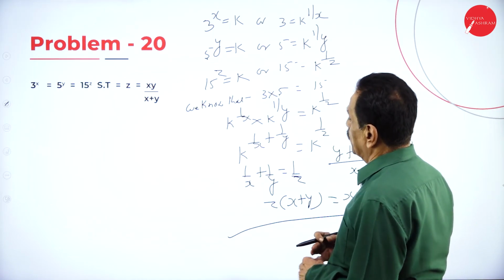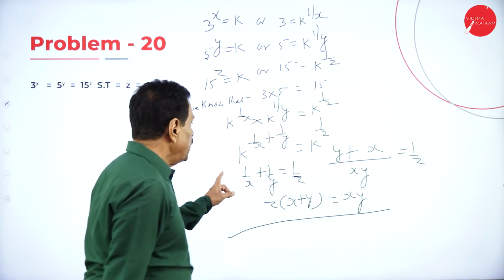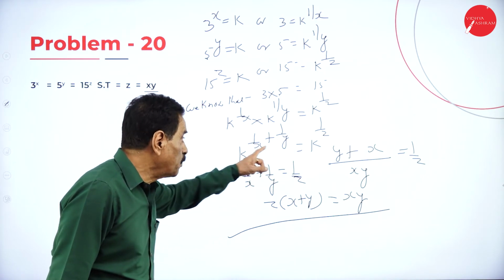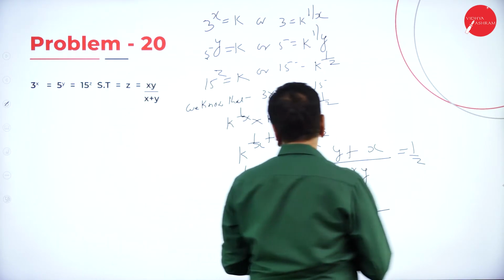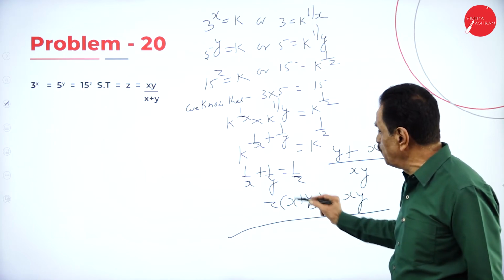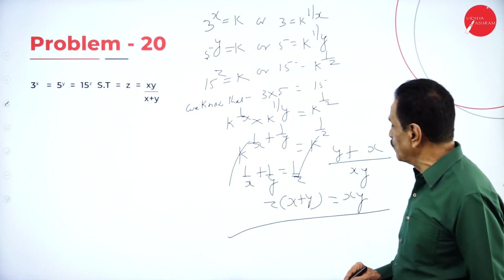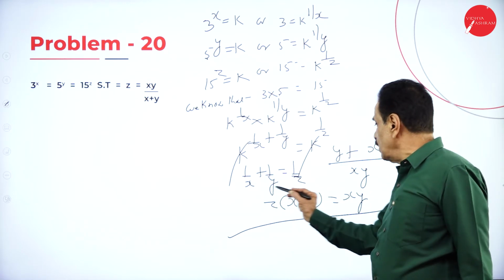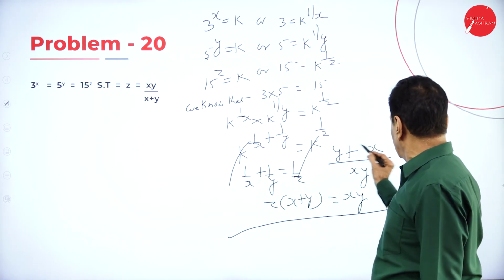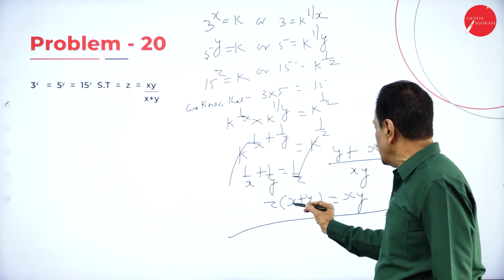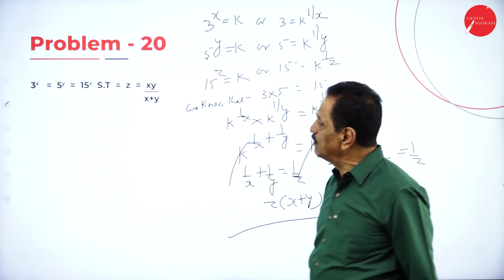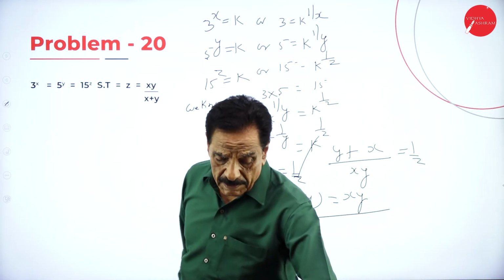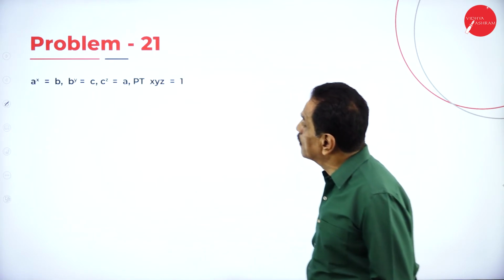When the bases are common, exponents can be added: 1 over x, 1 over y, 1 over z. So k is cancelled out. What's left over is 1 over x plus 1 over y equals 1 over z. I took xy as common: x gone, y left over, y gone, x left over, plus 1 over z. Cross multiply: z into x plus y is equal to xy. We'll move on to the next one.